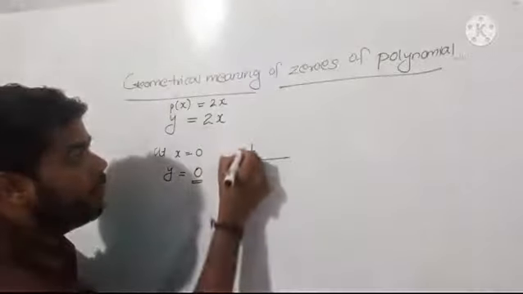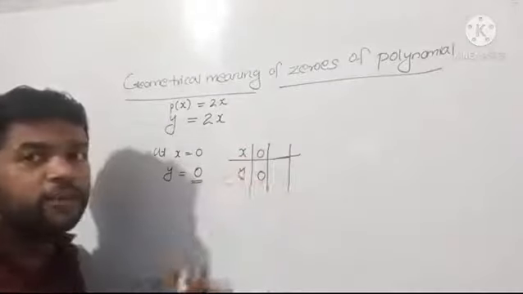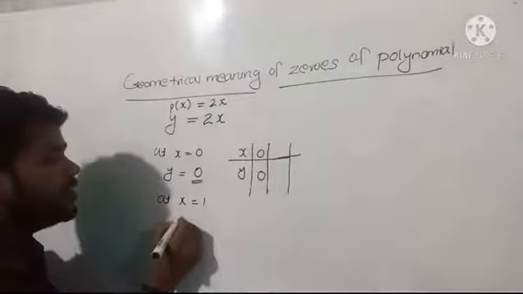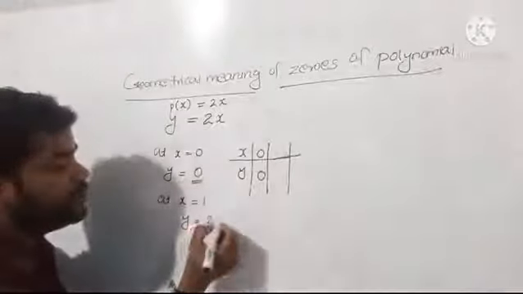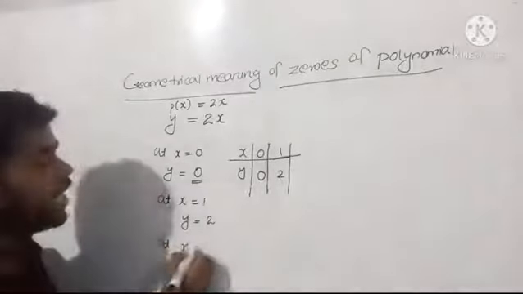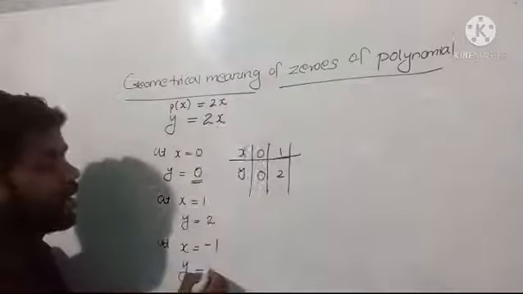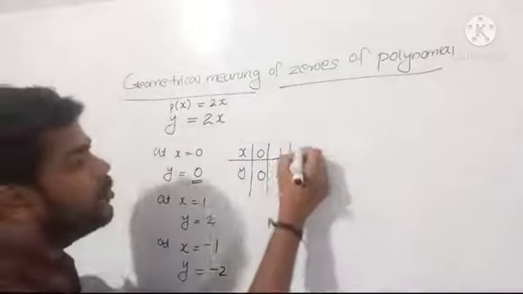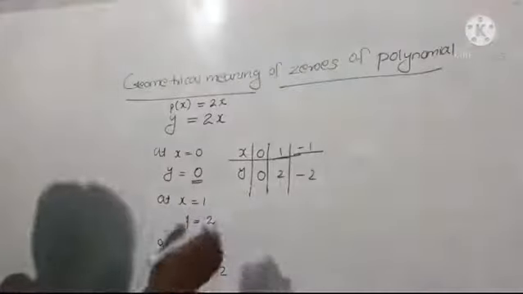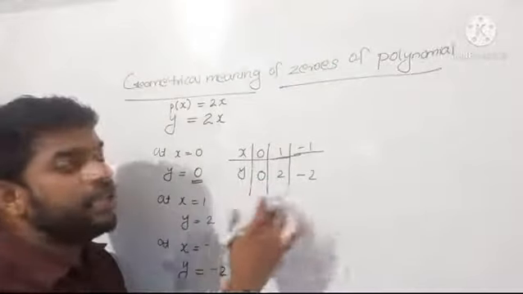So when we prepare a table of x and y, when x equal to 0, y is also 0. Then at x equal to 1, what is the value of y? That is 2 into 1, that is 2. So at x equal to 1, y is equal to 2. Then at x equal to minus 1, y is equal to 2 into minus 1, that is minus 2. So here I have found 3 values. When we substitute x values, we get the y values.